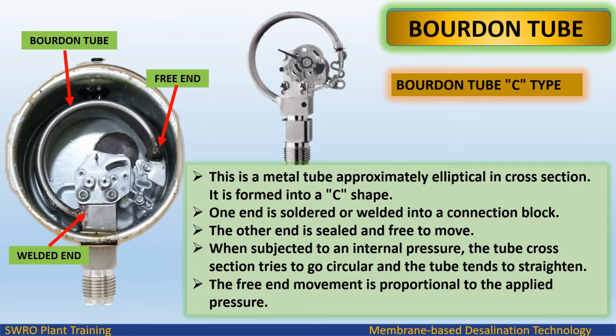Bourdon tube, C type. This is a metal tube approximately elliptical in cross-section. It is formed into a C shape. One end is soldered or welded into a connection block. The other end is sealed and free to move. When subjected to an internal pressure, the tube cross-section tries to go circular and the tube tends to straighten. The free end movement is proportional to the applied pressure.